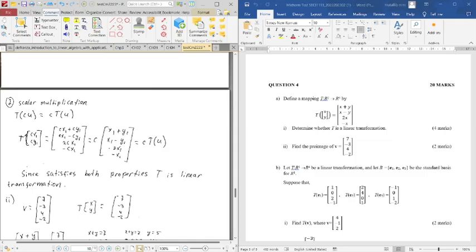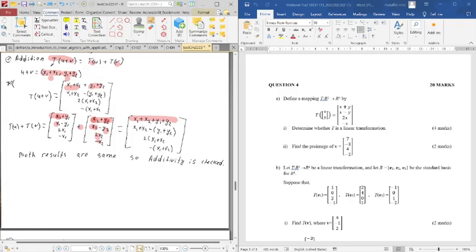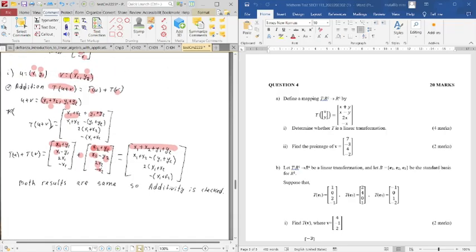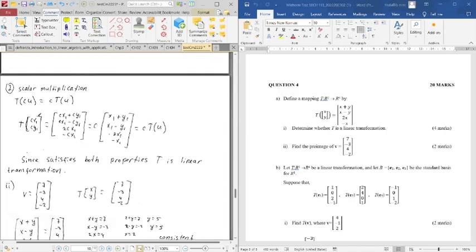So to find the transformation of cu, as we did here, our u is x1 and y1. So we just multiply our scalar to the elements. So c times x1, c times y1. We already found it here, so we just put it, and this is equal to cx1 plus cy1, first element, second element.